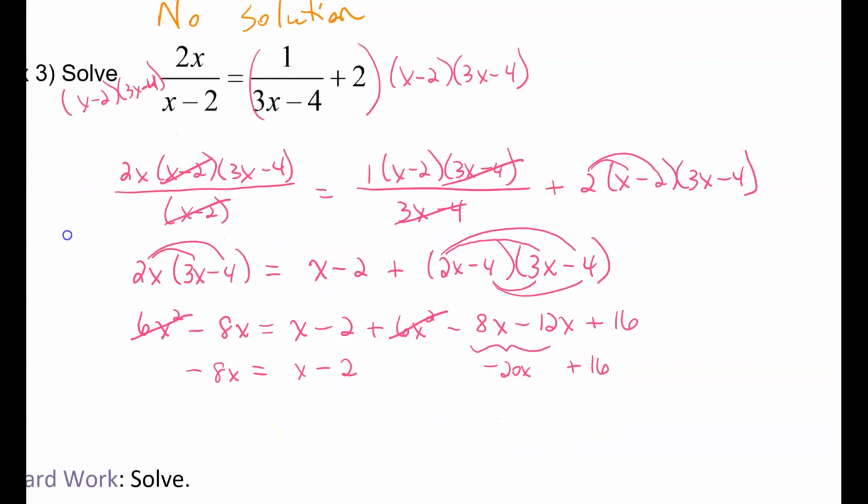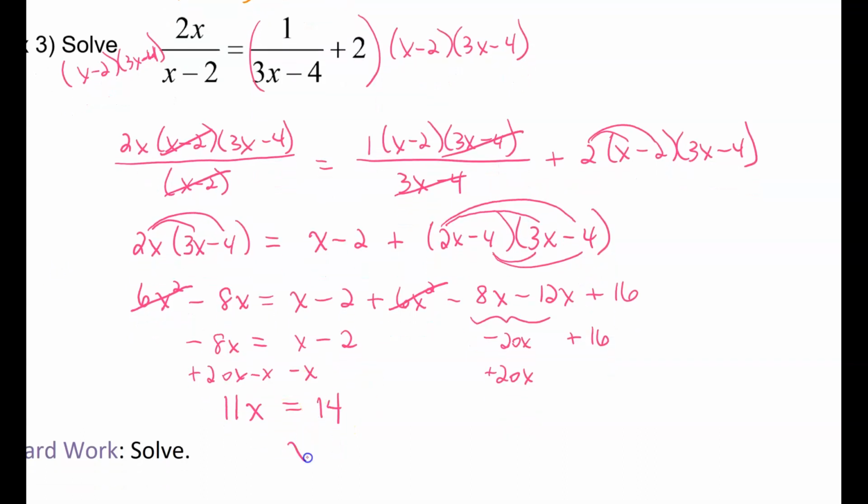All right, so I'm going to add my 20x. Add the 20x and subtract the x. And let me see, minus x. And what am I left with? 12 minus 1, 11x. Equal to, and then I have 16 minus 2 is 14, which then means that x is equal to 14 over 11.